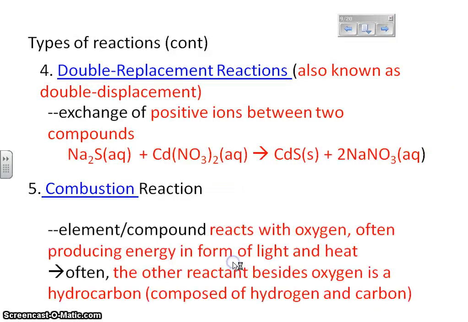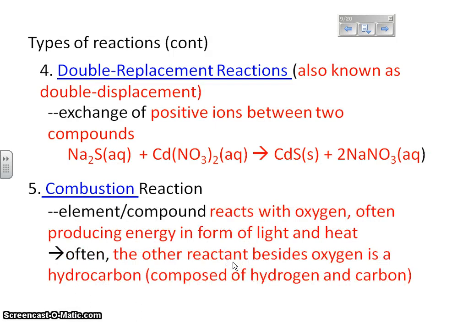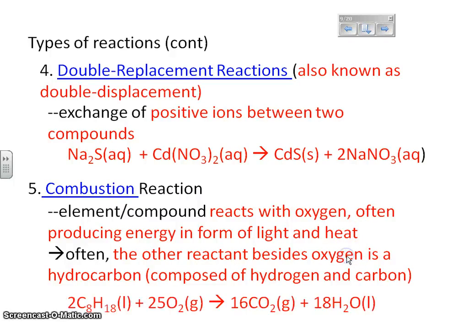All right, so combustion reaction. An element or a compound reacts with oxygen, often producing energy in the form of light and heat. Often the other reactant besides oxygen is a hydrocarbon composed of hydrogen and carbon. Okay, here's an example of a combustion reaction. 2C8H18 plus 25O2 produces 16CO2, which is that carbon dioxide, and 18H2O, which is water.